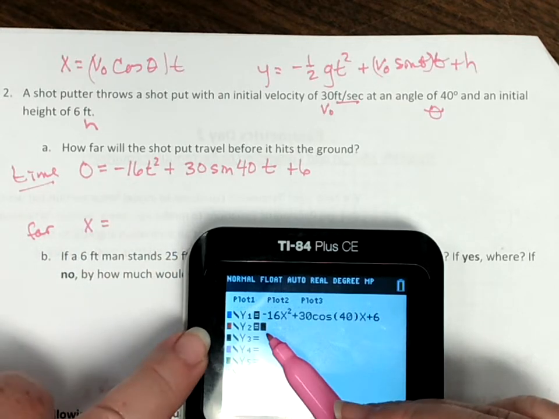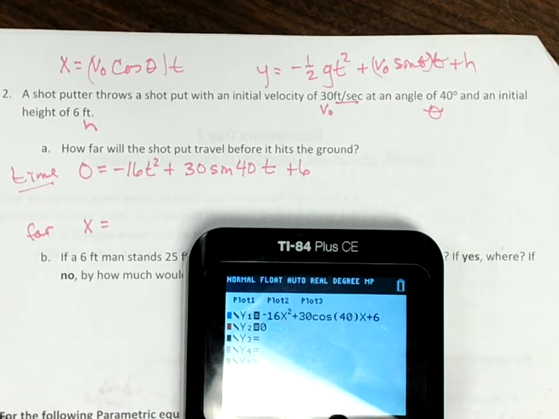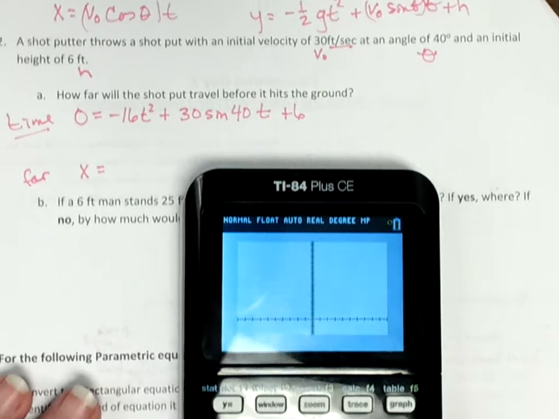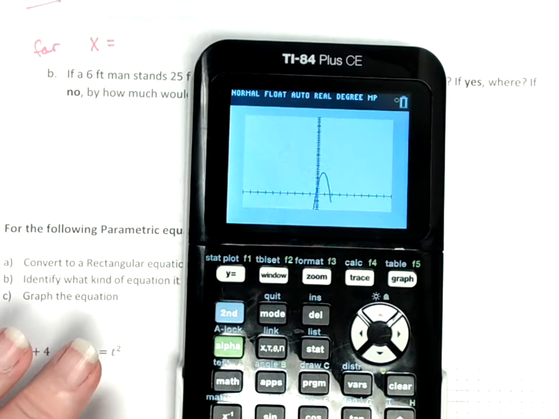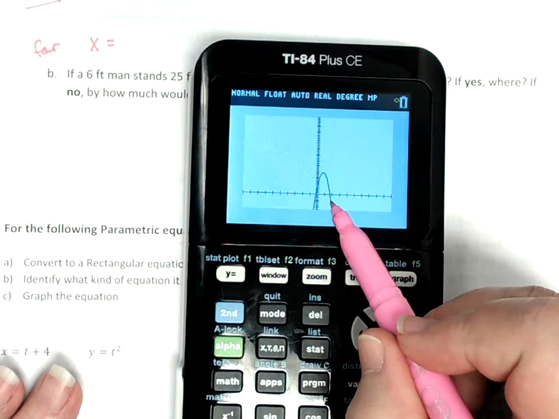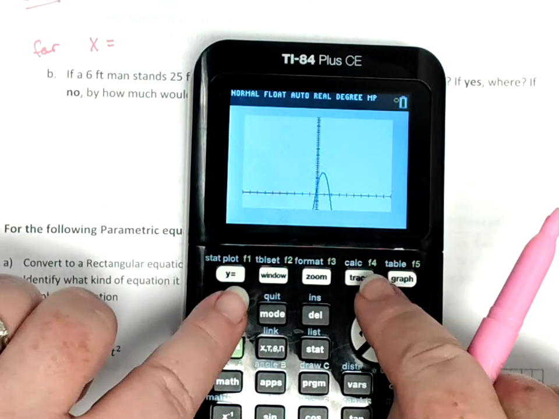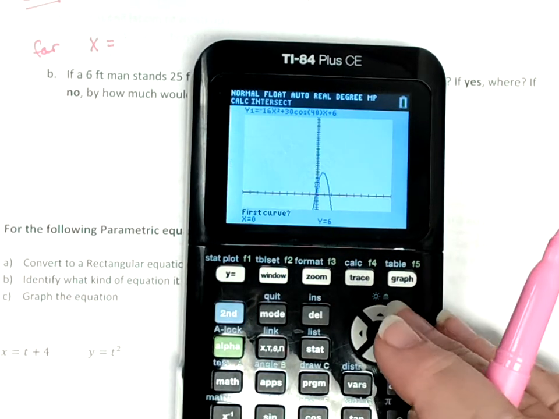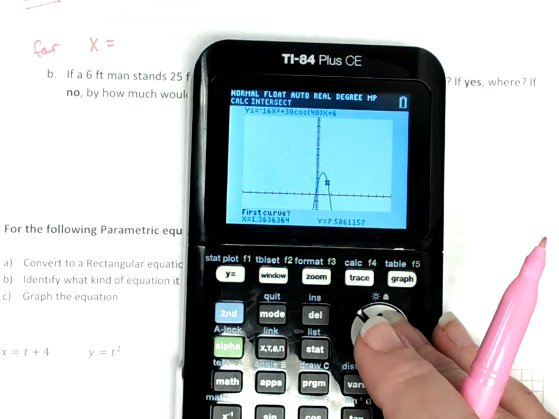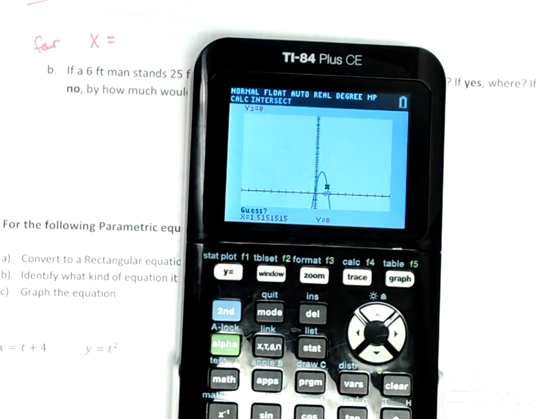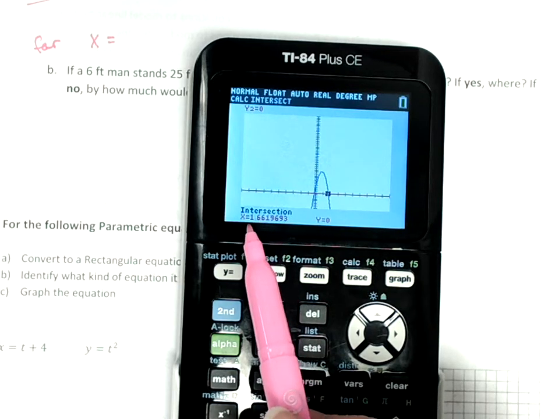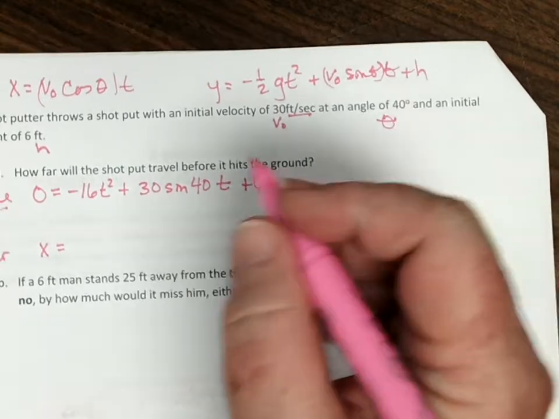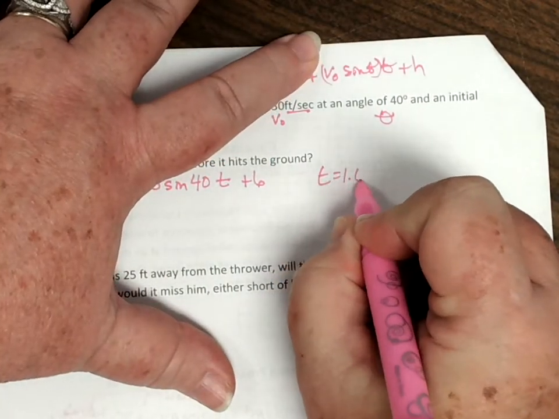Once again, I want to know when it hits the ground. So I'm setting y equals to 0, and I go. Let's see our graph coming up. There it is. I want to find that one right there, that second one. So second, calculate the intersection. I'm going to move it closer to that second intersection right there. Enter, enter, enter. And it happened at 1.66 seconds. So my time is 1.66 seconds.